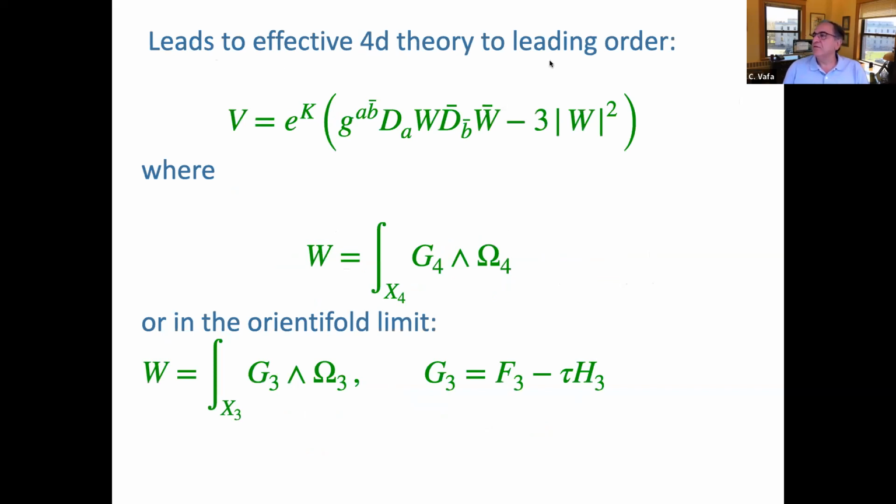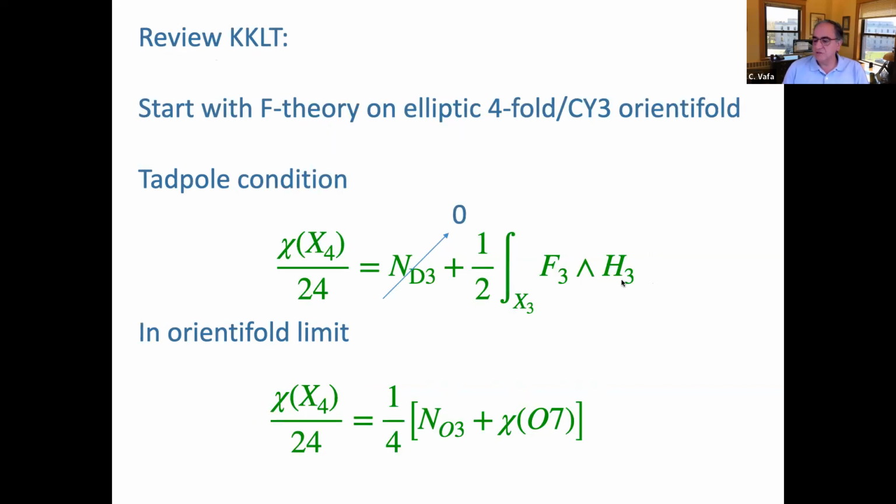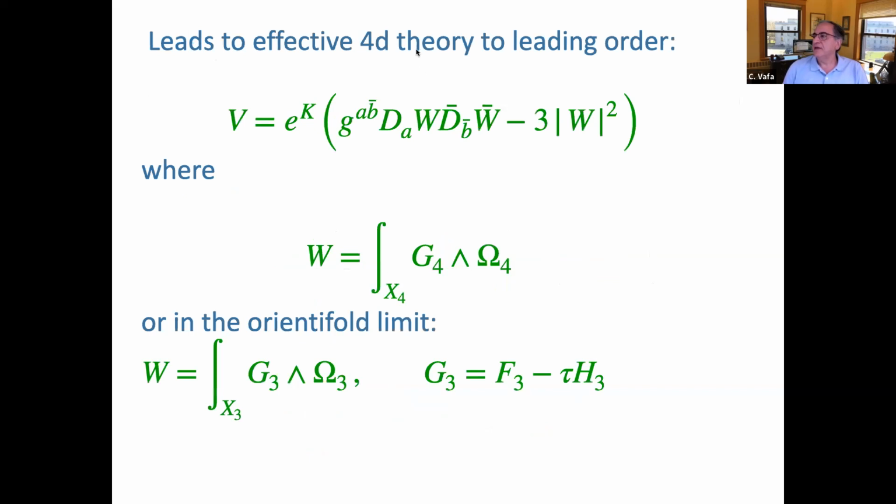So this leads to an effective 4D theory. The existence of the flux gives you a superpotential in the effective 4D N equals 1 theory, which gives you the effective potential V, the usual formula for the potential dictated by the superpotential and the corresponding Kähler metric. In this case, W will be G4 wedge omega 4 in the language of the fourfold. In other words, you can unify the 3-form fluxes into a 4-form flux in the language of M theory, and the superpotential can be viewed in this form, or you can translate it in the Calabi-Yau threefold language as G3, which is F3 minus tau, the coupling constant of type IIB, times H3, wedged with the holomorphic 3-form of the Calabi-Yau.